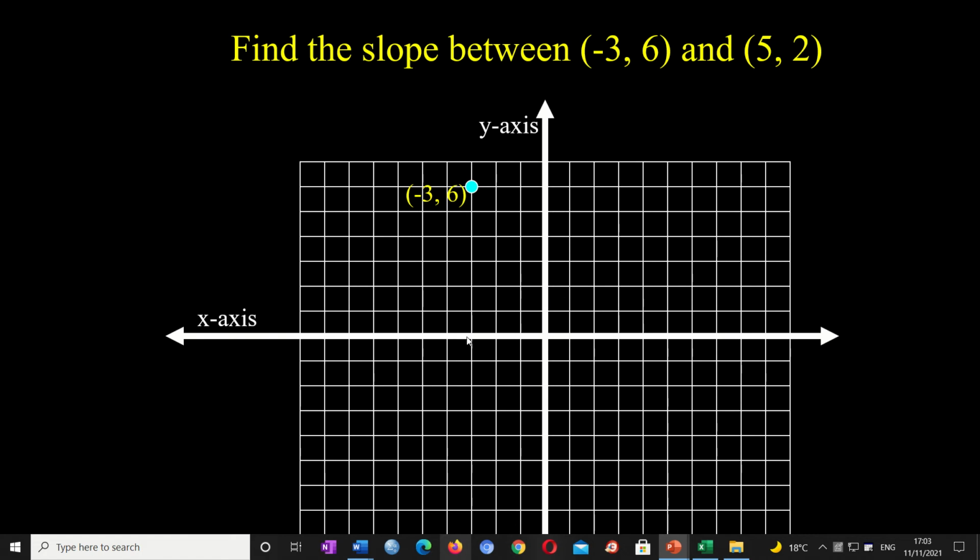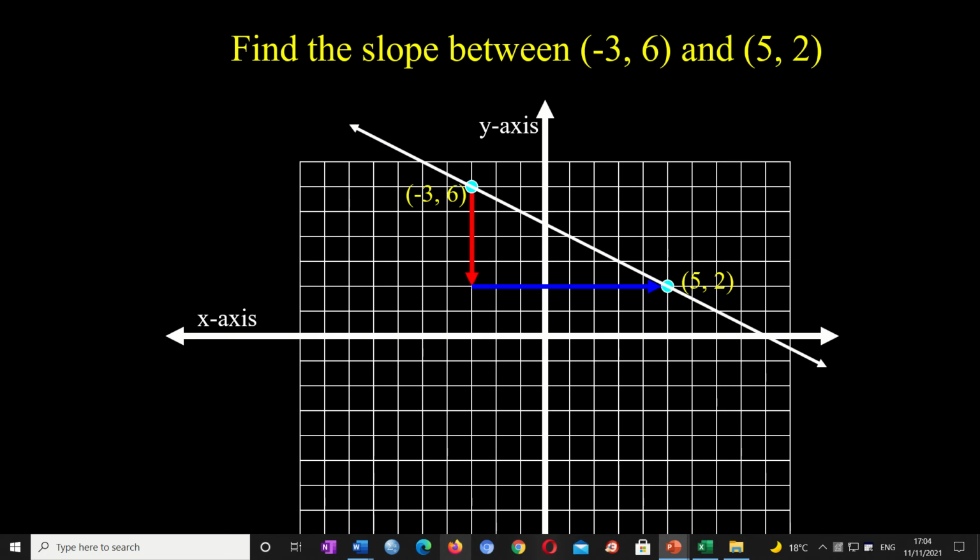And here I rise and I run, okay? Running is this way, the x-axis is running, and how much I rise, 6, and I run -3. Okay, this is the other point. This is 5 and 2. Okay, we can draw a line like this here. Now look here, and I can find the slope.